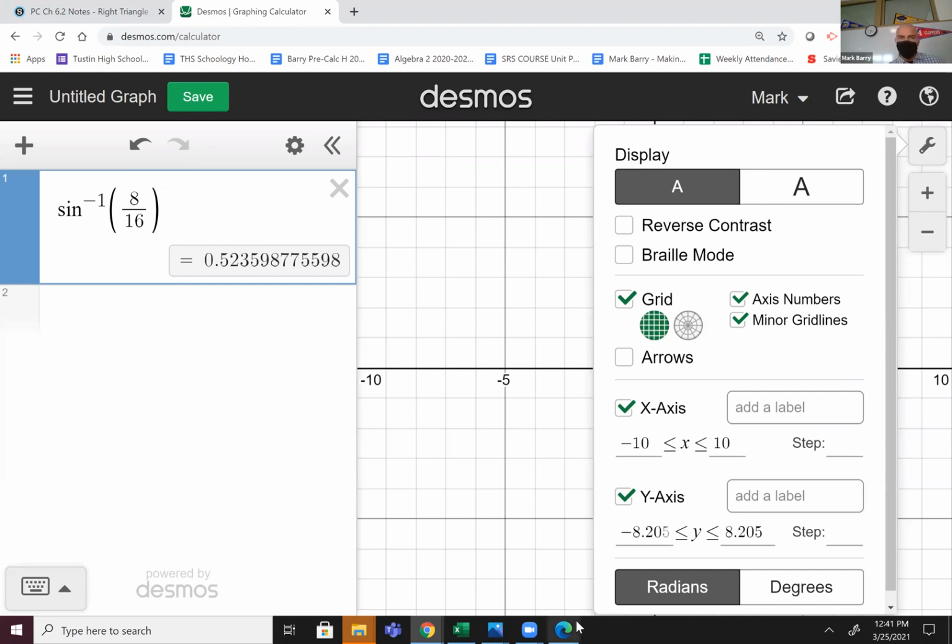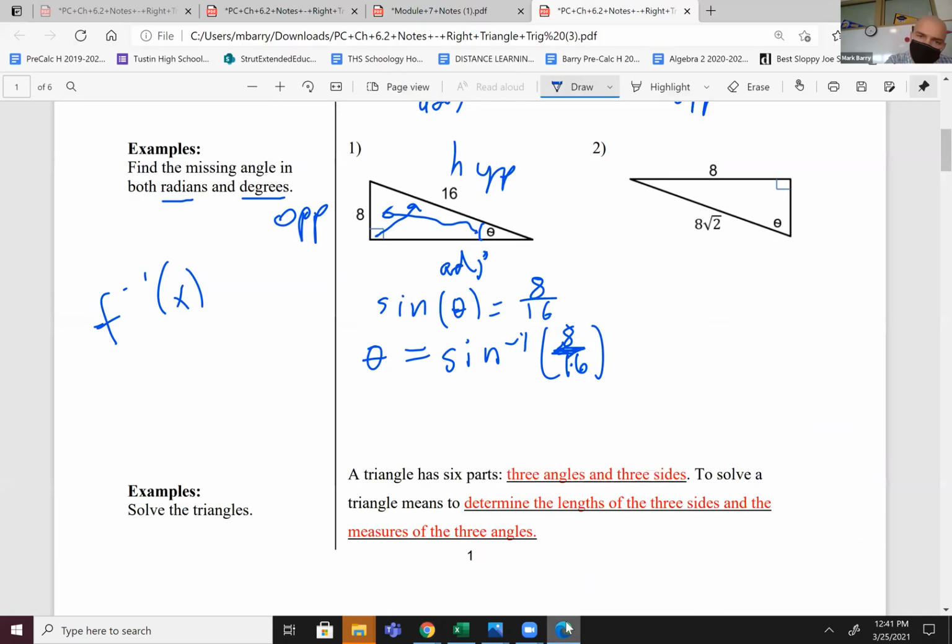So that's okay. We do need the answer in radians. So I'm going to go ahead and write this down. I'm going to say theta equals 0.52 radians. But I'm actually going to go back and I'm going to do this again using degrees.